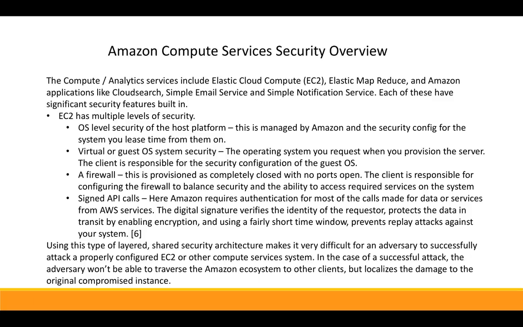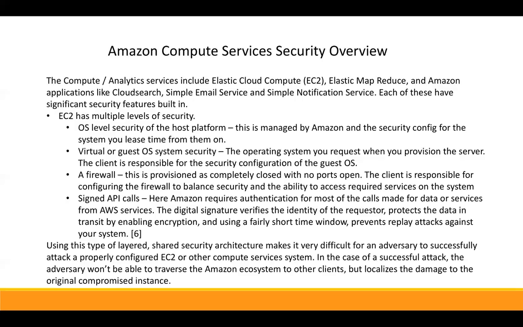The client is responsible for configuring the firewall to balance security and the ability to access required services on the system. Signed API calls: here, Amazon requires authentication for most of the calls made for data or service for AWS services. A digital signature verifies the identity of the requester, protects the data in transit by enabling encryption, and, using a fairly short time window, prevents replay attacks against your system.